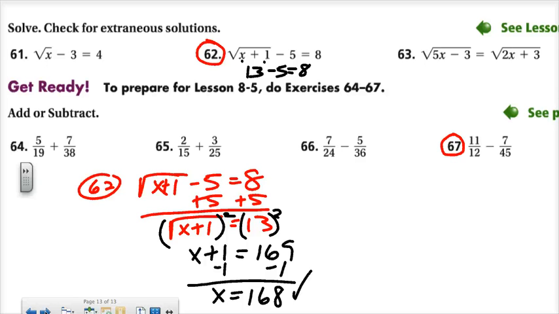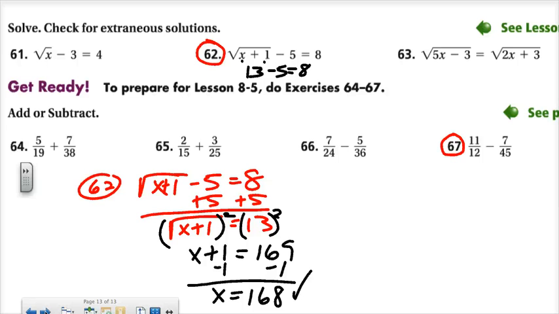Then, number 67, add or subtract, it says. And in 67, we see we have two denominators. The denominators there are 12 and 45. So we start thinking, what on earth could we use for a common denominator for 12 and 45? Well, you could make factor trees and go down and see what they are at their base and then build it back up. Or you could sit and take a look at all of the multiples that you have of numbers.